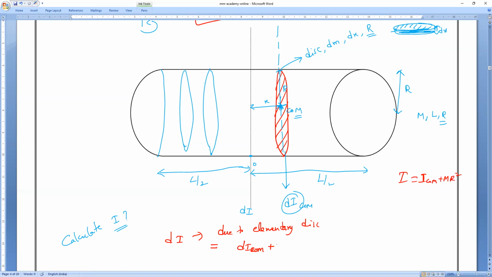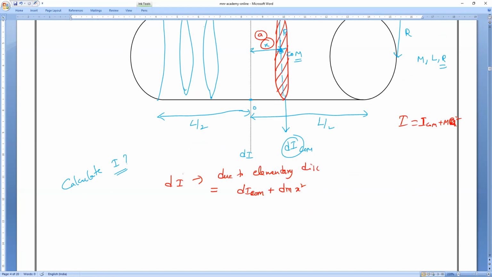So now what will happen here? M means dm, dI_COM, and m means dm, and the distance means, sorry, not mr square, ma square. So a I'm assuming as x here. So it will become x square. So that is the moment of inertia of a small disk dI in the solid cylinder. Now I want it totally; many disks I can form. So for the total, what formula, what concept do I have to apply? Integration I have to apply.